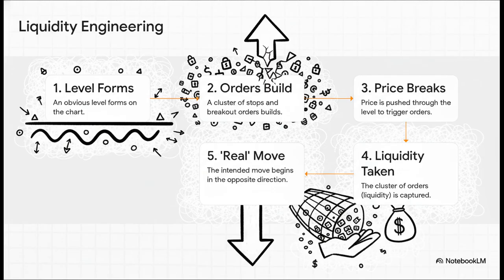First, an obvious level forms on the chart. Second, that predictable cluster of stop and breakout orders starts to build up around it. Third, price is deliberately pushed right through that level. Fourth, all those orders get triggered and that liquidity is captured, like fuel for a rocket. And only then, after the fuel has been taken, does the real move actually begin.